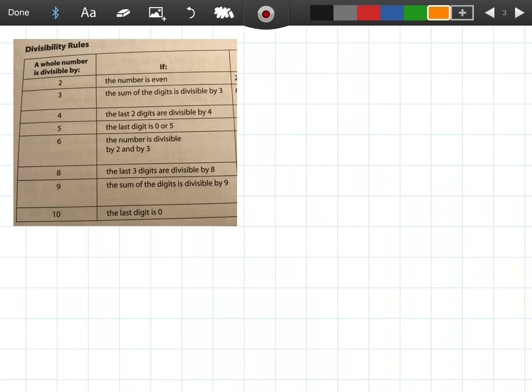An example of that is 2,486. It is divisible by 2 because you can half all of these. Half of 2 is 1, half of 4 is 2, half of 8 is 4, half of 6 is 3. So we know that that number is divisible by 2.